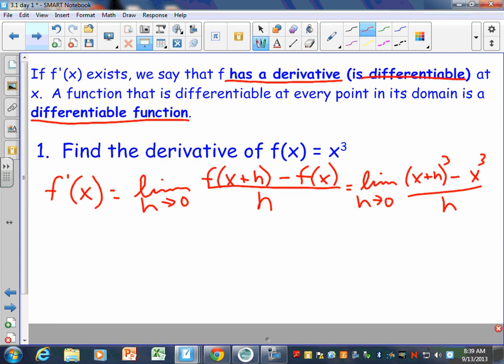X plus h cubed. That's going to take a little work, yes? It'd be really great if it were just x cubed plus h cubed, but it's really not, right? That's like x plus h times x plus h times x plus h.